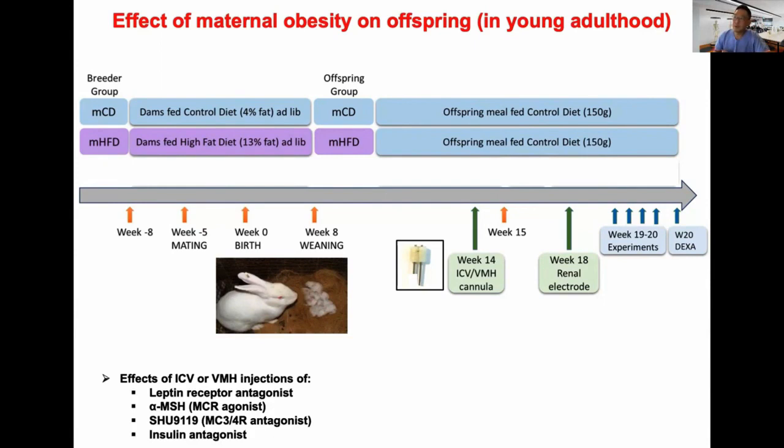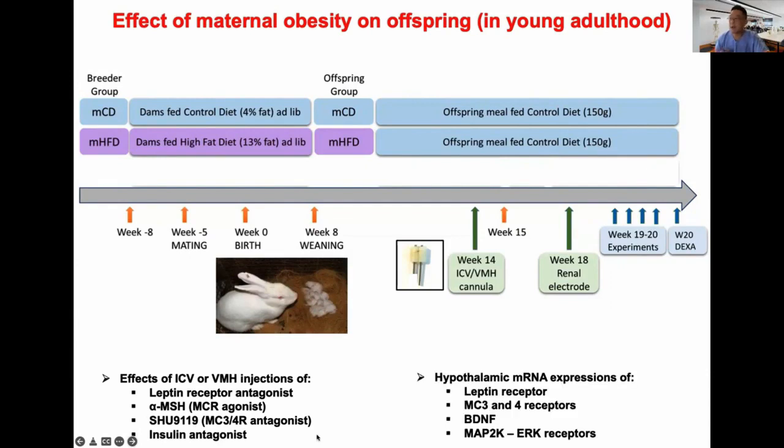Now, all the offspring were implanted with a bilateral cannula, so we could target both ICV as well as the areas that we targeted in the adulthood study. They also received a renal electrode to measure the renal sympathetic nerve activity. Similar to the adulthood study, we injected leptin antagonist, alpha MSH, SHU9119, as well as the insulin antagonist. And we also investigated the messenger RNA expression in the brain at the end of the experiment.